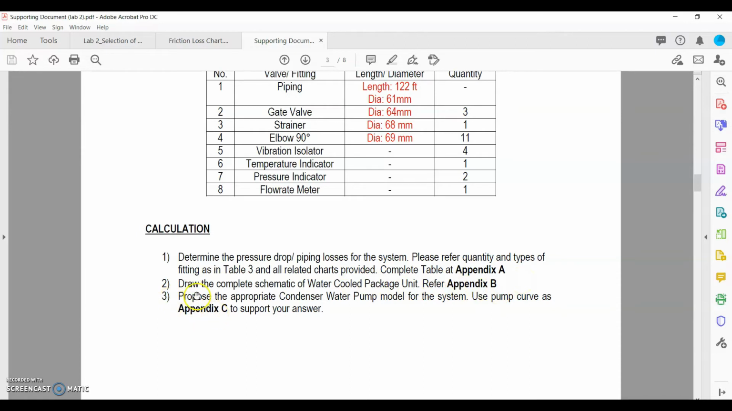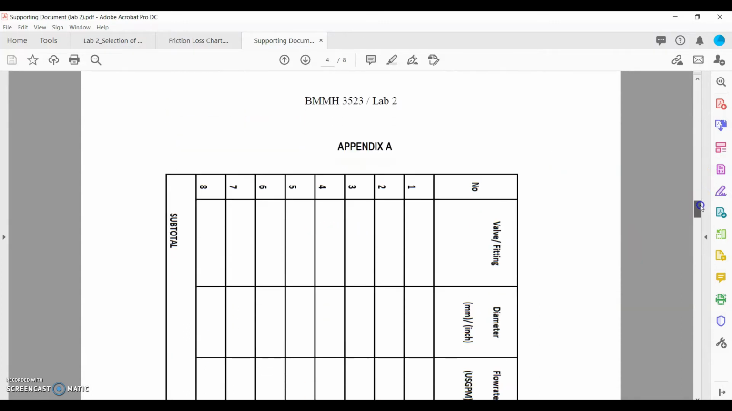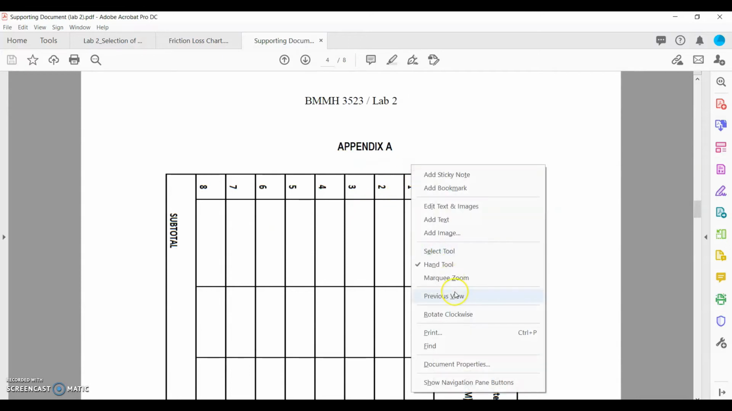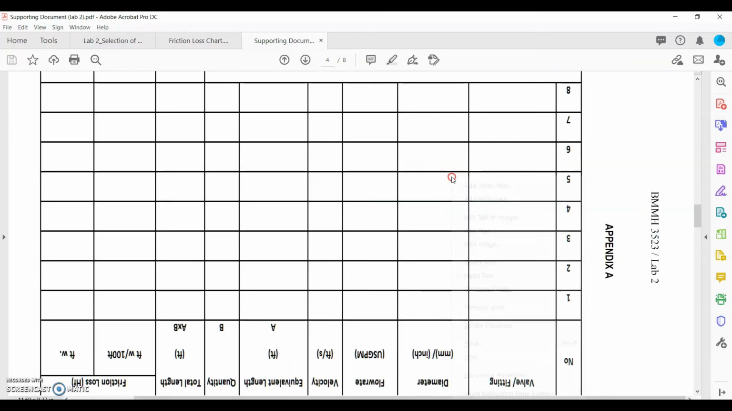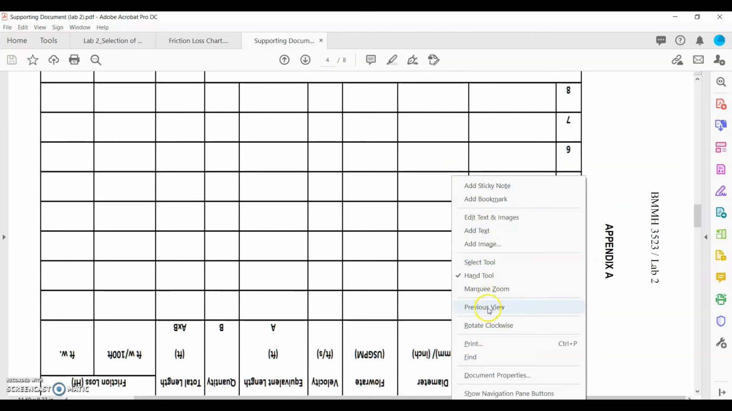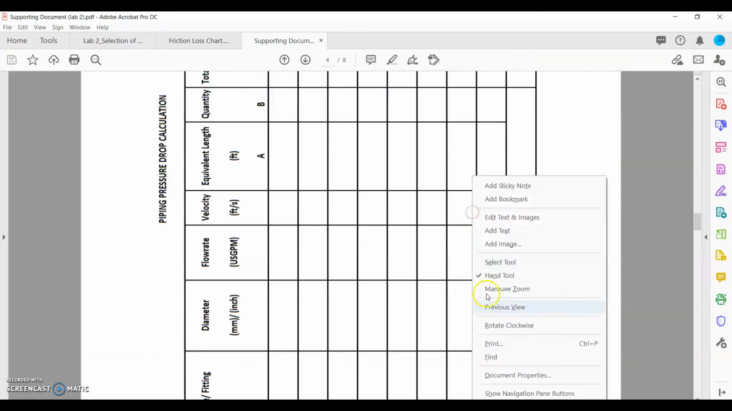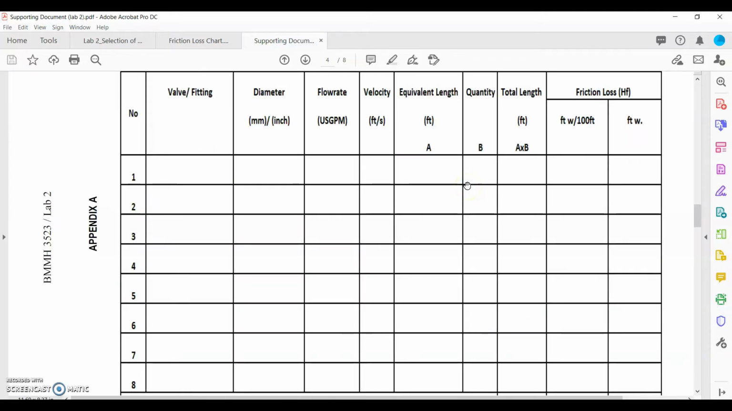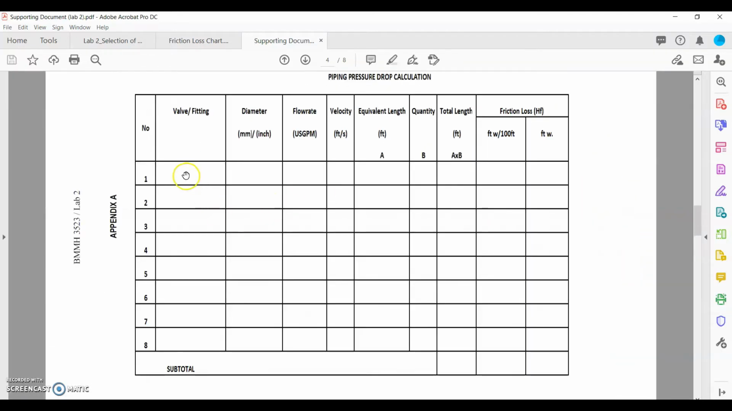The third one, please propose the suitable condenser water pump based on your data from number 1. You need to use the pump curve in appendix C to support the answer. Okay, so we start with this one first. I will teach you how to calculate the pressure drop. Alright, okay, so appendix A.